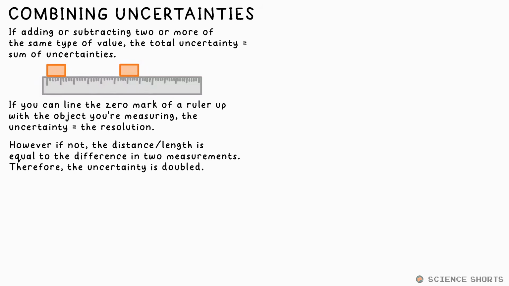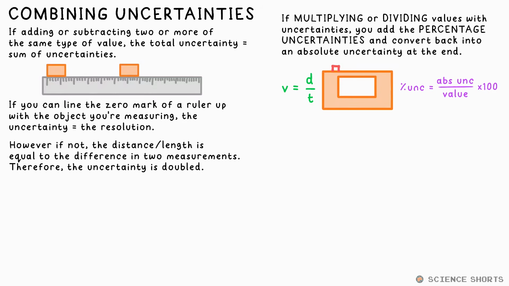This is because we've essentially just combined two uncertainties, or rather two absolute uncertainties. Absolute uncertainty is your normal uncertainty. It has a unit, just like the measurement. But what if you're multiplying or dividing values that have uncertainties instead?